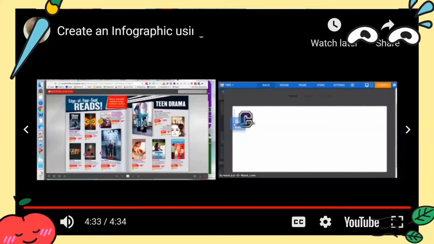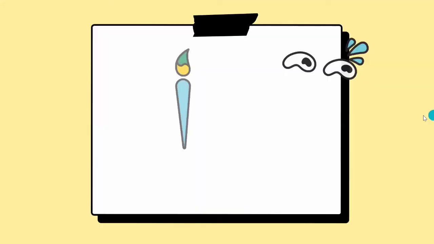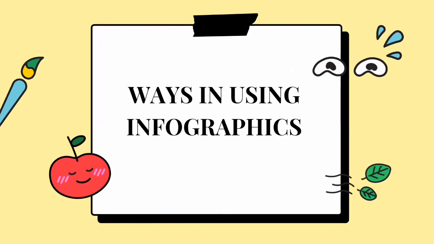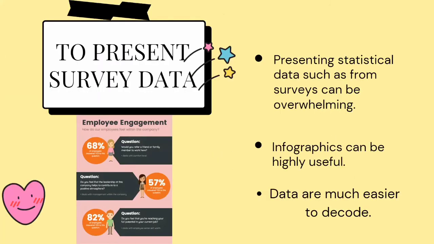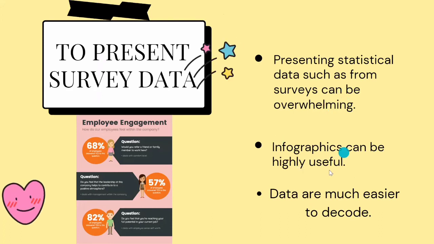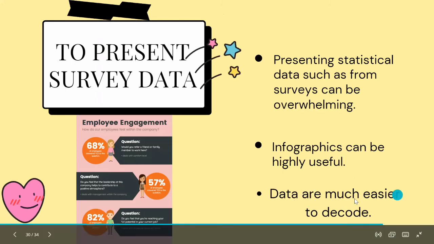So what are the ways of using infographics? First is to present survey data, presenting statistical data. Presenting statistical data such as from surveys can be overwhelming. Next, the infographic survey can be highly useful, and the data are much easier to decode.